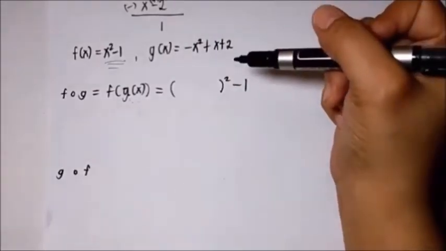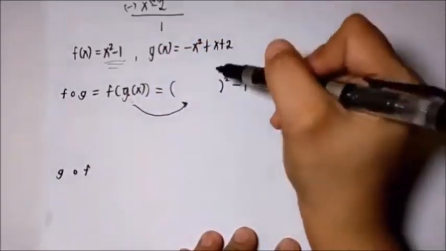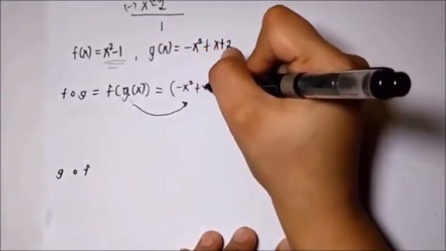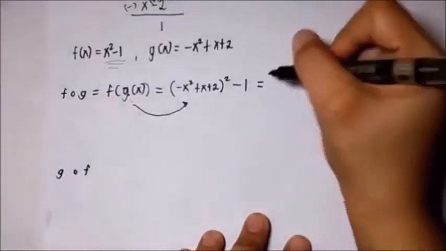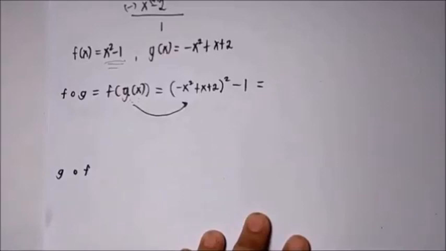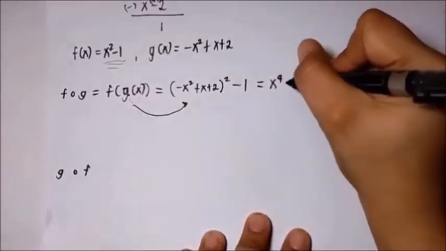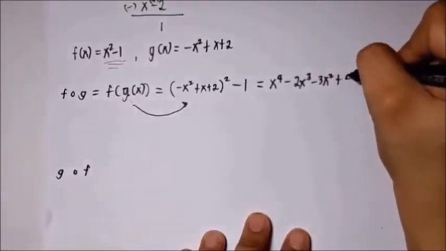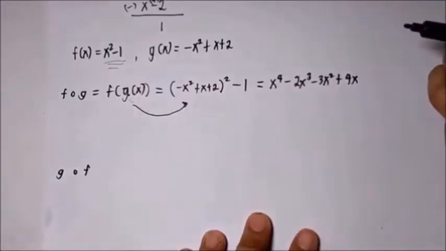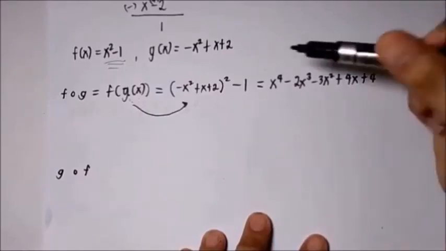But now, what is the value of x that we're going to use? It would be from g of x. And g of x is negative x squared plus x plus 2. So since this is squared, we have to evaluate that. So what would now be the evaluation of that? We will be having x raised to 4, negative 2x cubed, negative 3x squared plus 4x, and then plus 4. So that is the expansion of this.